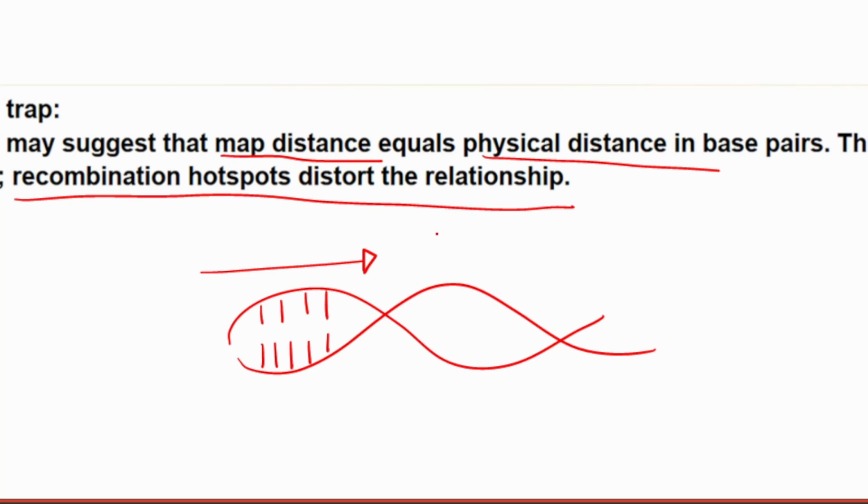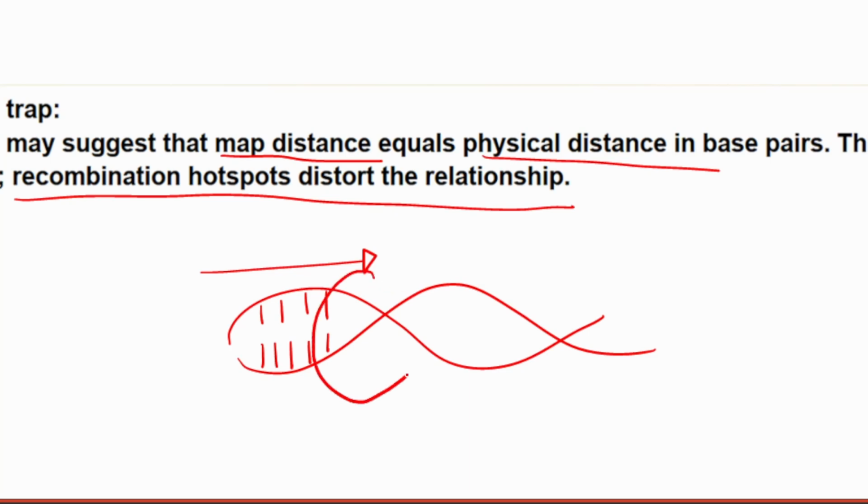The exam may try to make you assume that more base pairs automatically mean more recombination, but that is not true. Recombination does not happen evenly along the chromosome. There are recombination hotspots, meaning regions where crossing over happens very often.